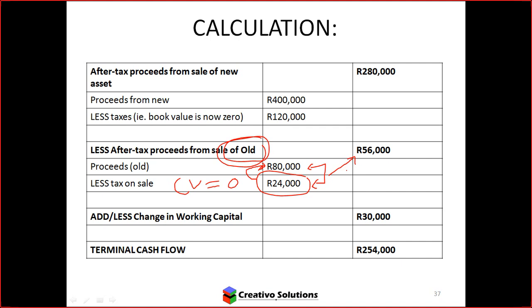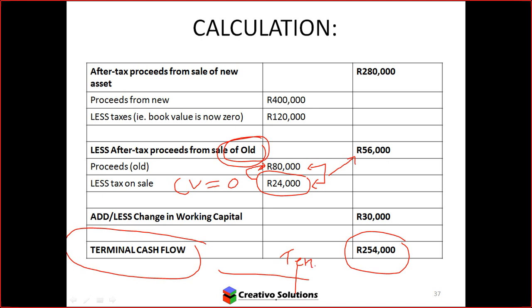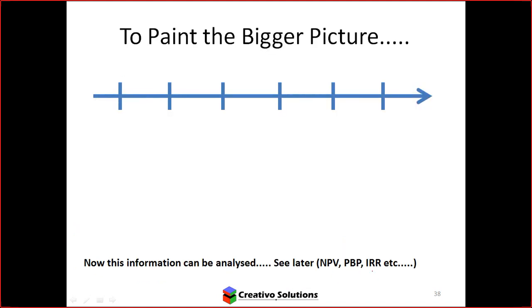The net working capital was given in the question, and I've just put it through here. The final answer you get here is the 254. Remember, terminal cash flow is right at the end. At the end of the timeline is where I have the terminal cash flow. Happy? I think so. Great.